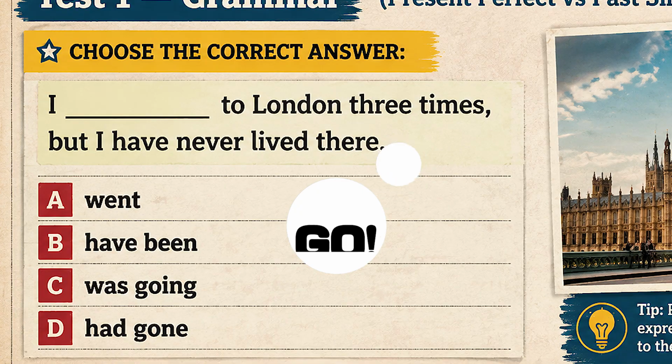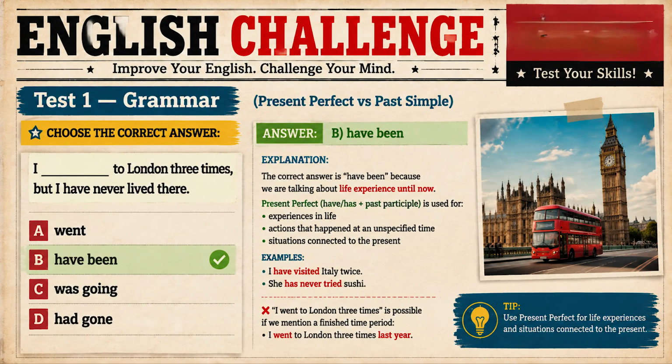Okay, the correct answer is have been. We must use present perfect tense here. The complete sentence is I have been to London 3 times, but I've never lived there.